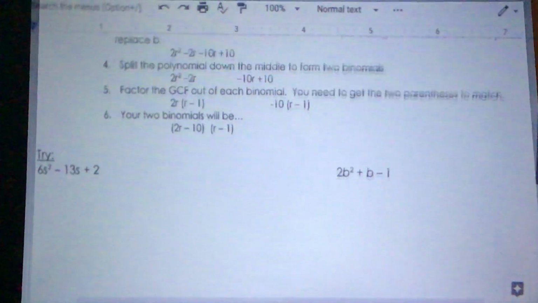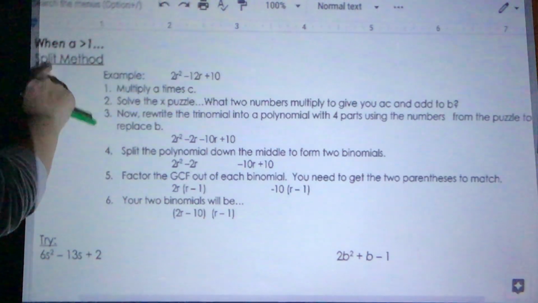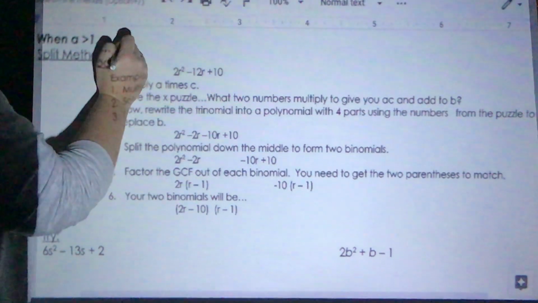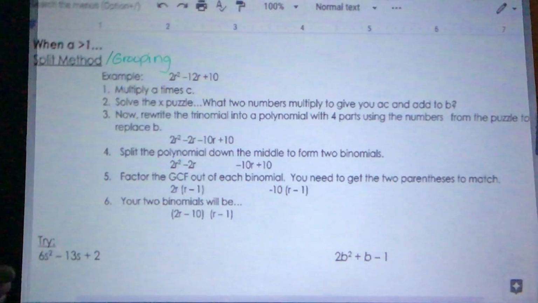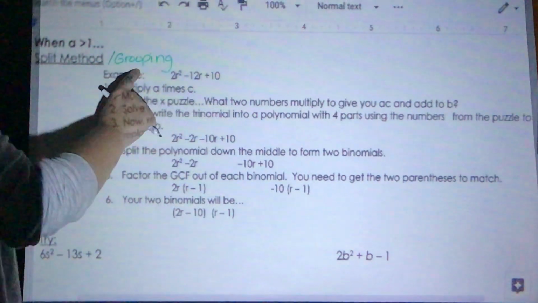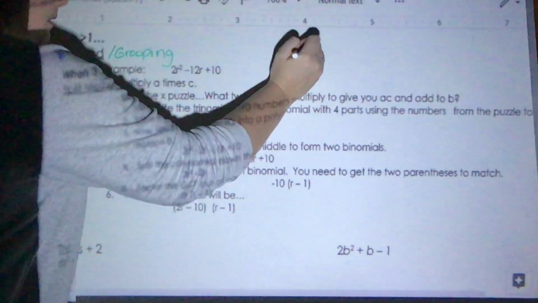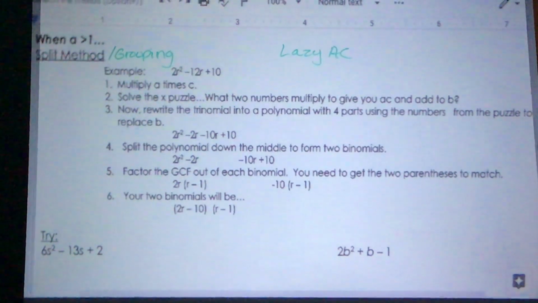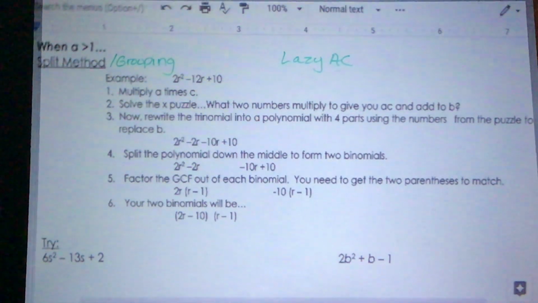We're going to show you two ways. There are a few ways, and some of you might know other ways of doing this. But the most common way, and the way that you'll see other teachers doing this at the high school, is called the split method, or sometimes the grouping method. This is the most common way because as you get to longer and longer polynomials, you can still use this grouping method. I'm also going to show you another method called the lazy AC method, which a lot of you will probably like because you're lazy.